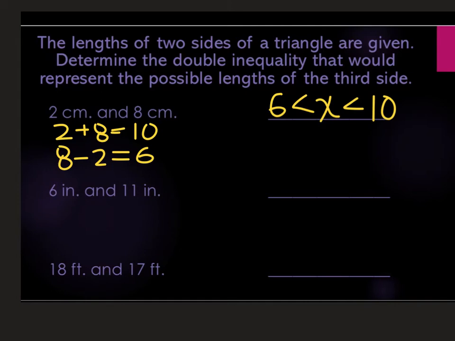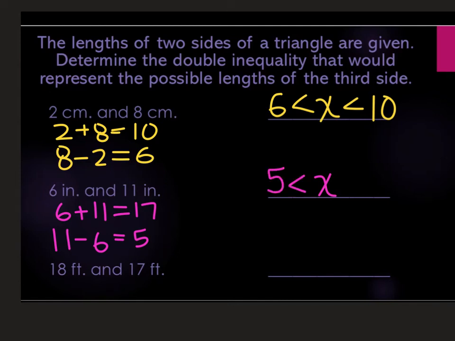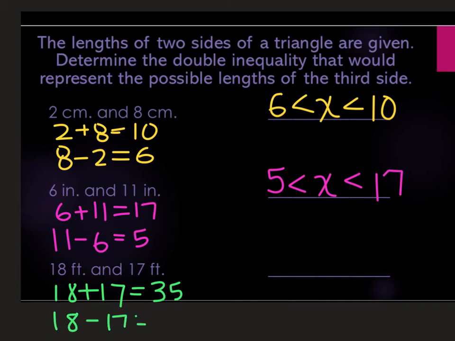So the second one, same idea. Take your two numbers. 6 plus 11 is 17. 11 minus 6 is 5. So x, or my third side length, has to be greater than 5, but less than 17. And then last but not least, this bottom one, same idea. We have to add 18 plus 17 to get 35, and then subtract to get 1. So this is actually a big range of numbers. X has to be greater than 1, but less than 35 for it to make a triangle.